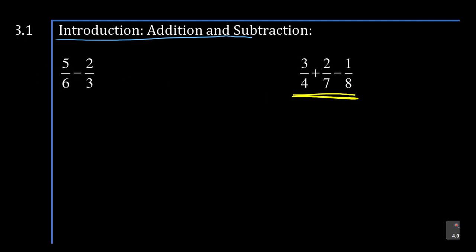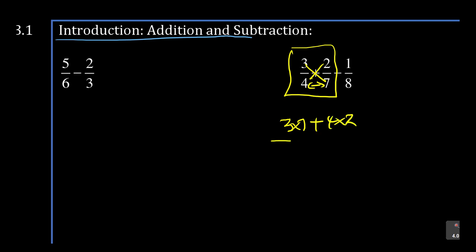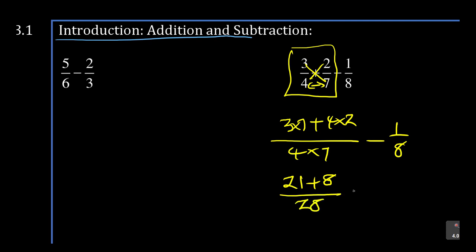But let's say for argument's sake, I wanted to use the first one. So what I do is I take the first two like this, multiply like that and that way with a plus. So I'll say 3 times 7 plus 4 times 2 over 4 times 7. Then it will be minus 1 over 8 because I never used it, you see. Then from there, 3 times this, you get 21 plus 4 times 2 is 8 over 28. The whole minus 1 over 8.